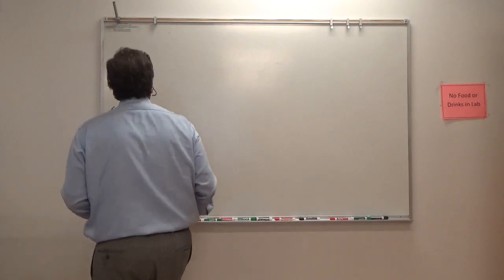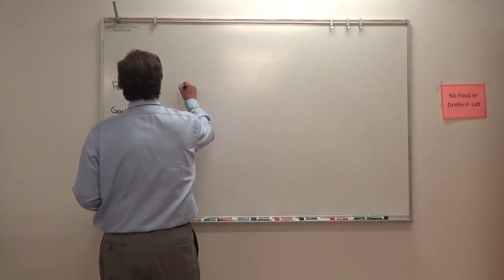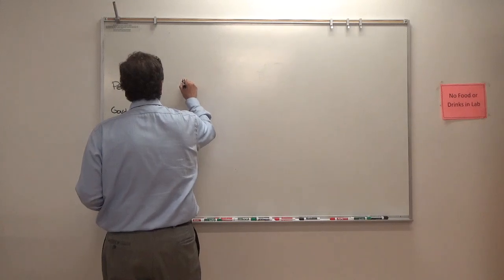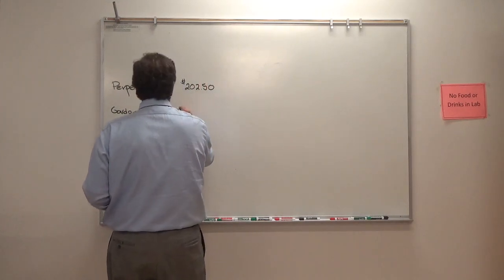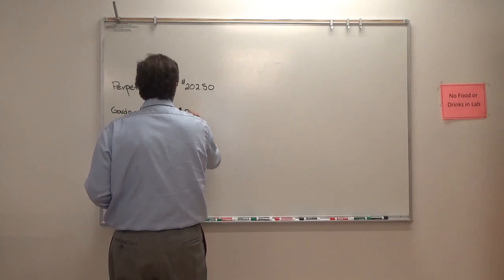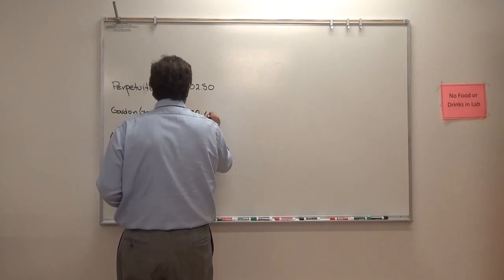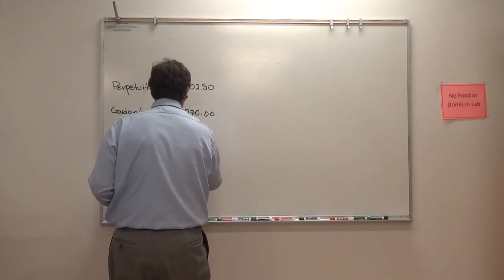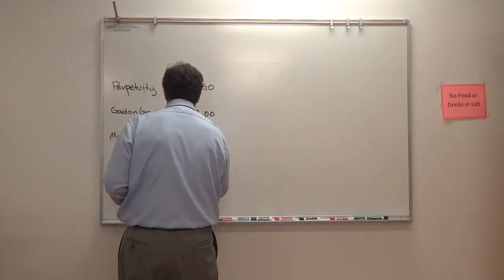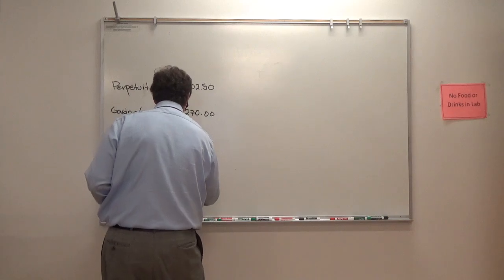Got it. And what was the intrinsic value for the perpetuity? 202.50. And what was it for Gordon growth? 270. And what was it for multiple? 243. And what was it for DCF? 210.23.